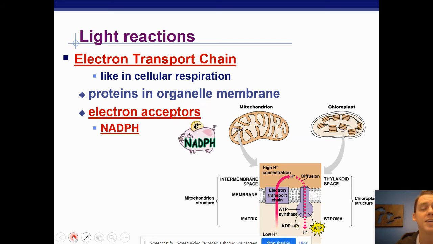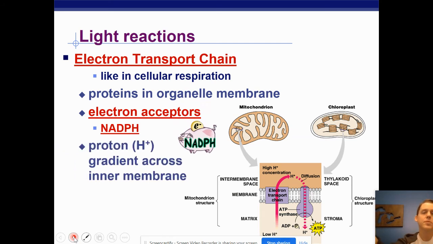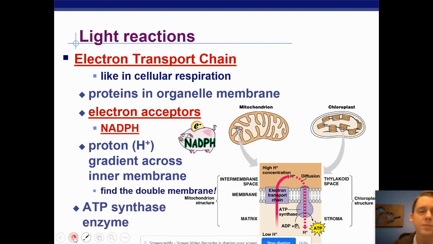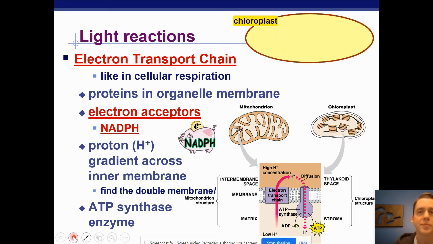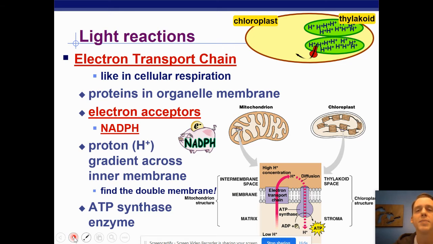NADPH, similar to NADH. We have a proton gradient. Instead of in the intermembrane space, the proton gradient is going to exist on the inside of the thylakoid. And there is an ATP synthase, as we mentioned before. So there are a lot of similarities between the electron transport chain of cell respiration and photosynthesis. And there we have that thylakoid again, the ATP synthase working in a similar way. It's slightly different, but it's the same idea.